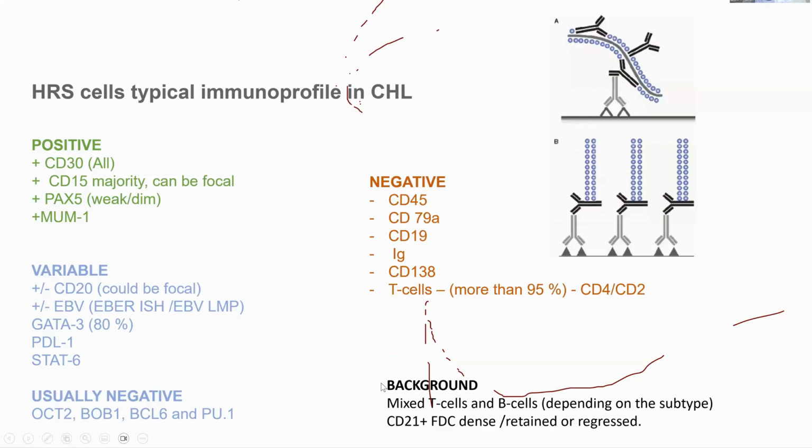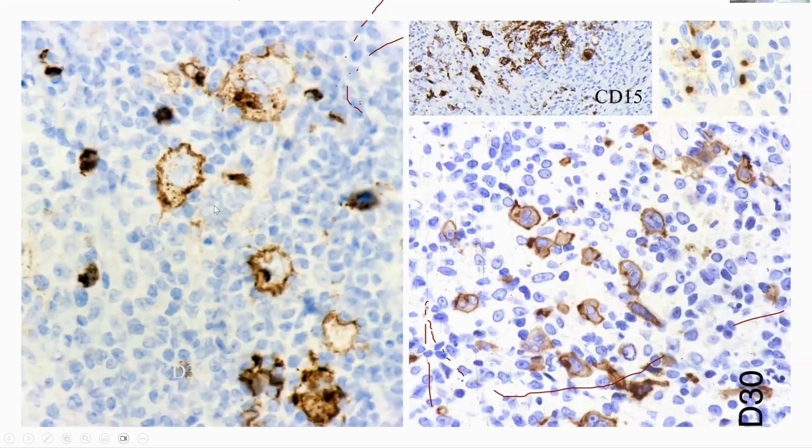The background population beyond these atypical cells is usually a mixed population of T and B cells, depending on the subtype. And usually we see a CD21 follicular dendritic meshwork, either dense, retained staining, or at least regressed in some focal areas. And this is the typical staining pattern that we see in CD30.